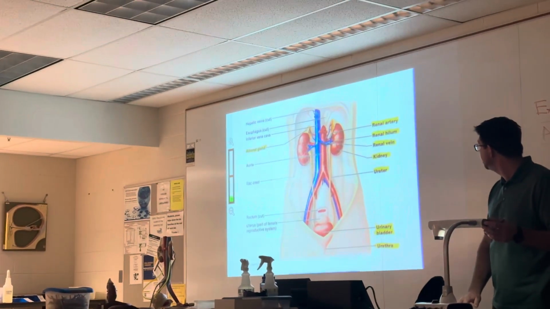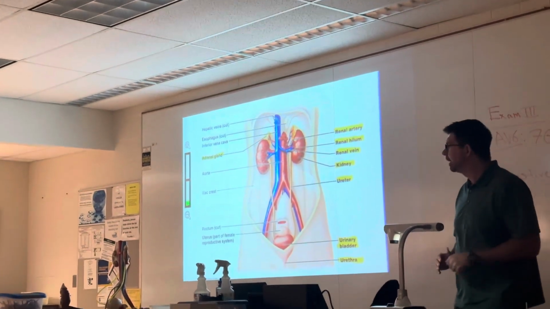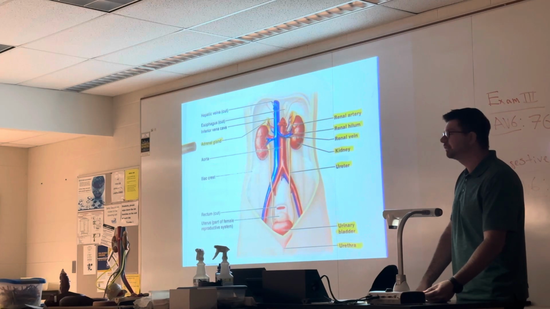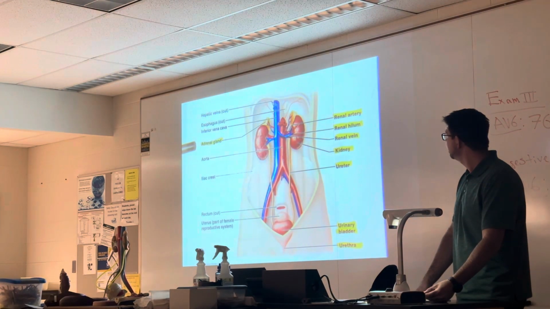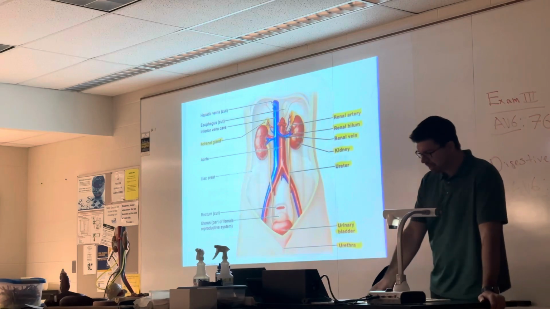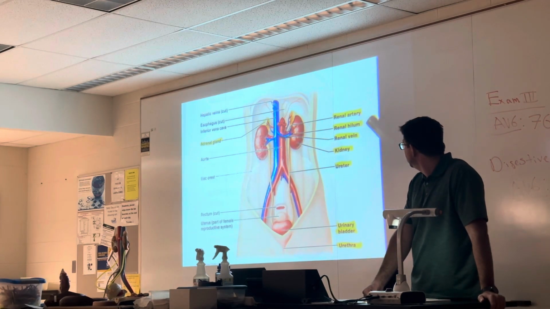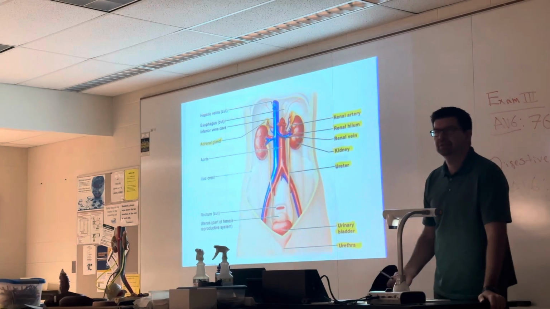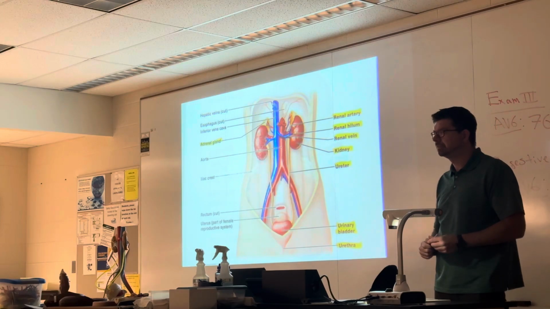So this is our first page here, a nice overview of the urinary system. On one side towards the top, we have the term adrenal gland. And then going down on this side here, we have the renal artery, renal hilum, renal vein, kidney, ureter, urinary bladder, urethra, to round off page number 1.